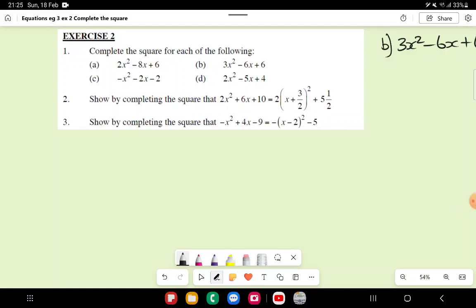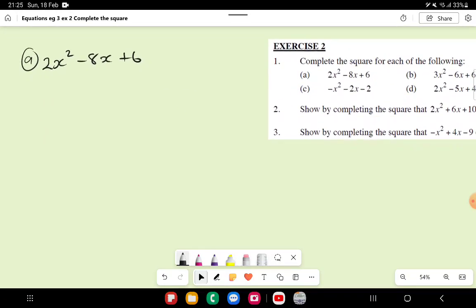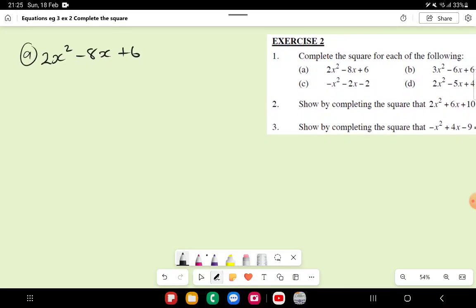What I want you to see is what we're doing differently in this one from example 3: we're first going to take out the coefficient, right? So here we've got 2x squared minus 8x plus 6. Now we're going to take out this 2, which means that we start with 2, open the bracket, and inside the bracket you have x squared minus 8 divided by 2 is 4x plus 6 divided by 2 is 3.